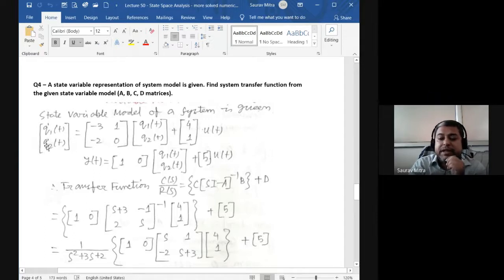So here instead of X, we are writing Q. So this is Q1 dot (t), Q2 dot (t). This is Q1(t), Q2(t). Here it is B matrix. So A matrix is minus 3, 1, minus 2, 0. B matrix is 4, 1.